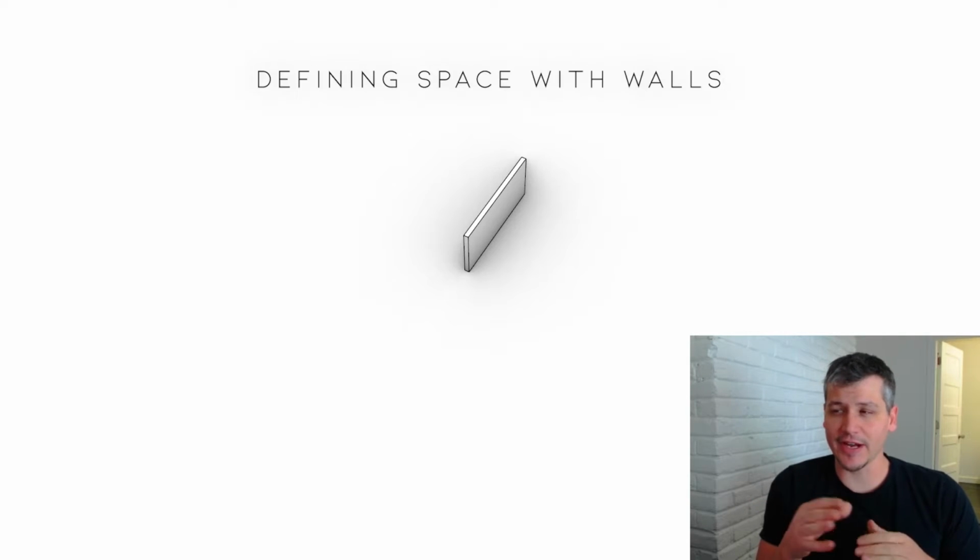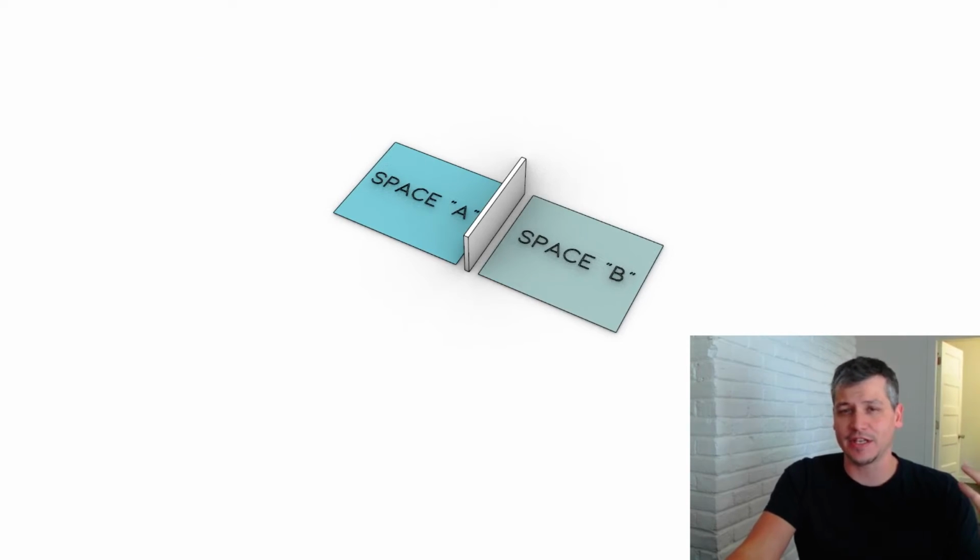So the first thing I want to share with you is the fundamentals of defining space, what spatial definition is, and we'll even get into some of what directionality is. This first diagram that I have here is just a simple wall, and of course, with a wall, you can define the difference between two different spaces. So in this case, we're defining the difference between a space A and a space B.